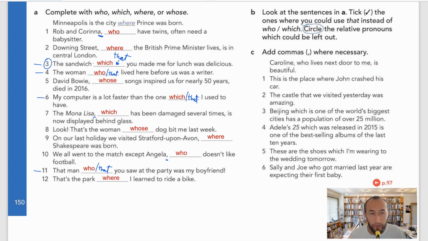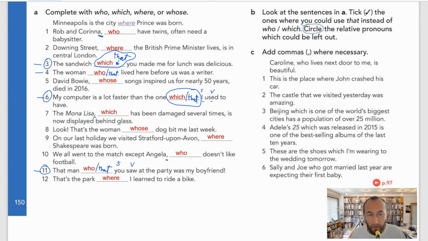Number 5, obviously, whose, you can't drop it. Number 6, my computer is a lot faster than the one I used to. Look, we got subject and we got verb here. So that means we can drop or leave out which and that. Okay, guys? And so I'm going to circle it for you like that. Even better. There you go. All right. And we can do that one as well. So we can drop them, we can leave them out. Number 7, which has been, we can't because there is a comma here. Number 8, whose, you cannot drop that. Where, you cannot drop that. 10, who doesn't like, there's a comma, so you can't drop it. 11, yes, we can drop it because you is the subject, so is the verb. So who and that, they're just a connector.